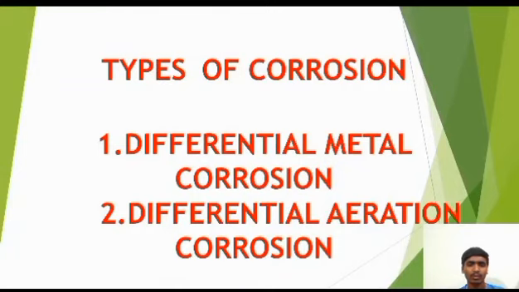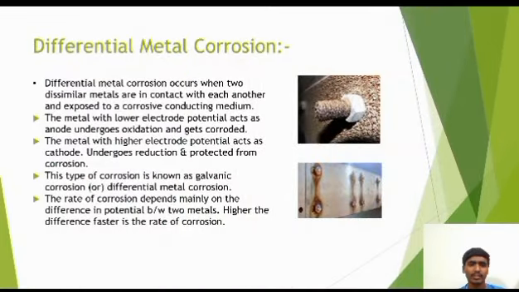There are two types of corrosion. One is differential metal corrosion and another is differential aeration corrosion. First one is differential metal corrosion. It occurs when two dissimilar metals are in contact with each other and exposed to a corrosive conducting medium. The metal with lower electrode potential acts as anode and undergoes oxidation and gets corroded. The metal with higher electrode potential acts as cathode and undergoes reduction and is protected from corrosion. This type of corrosion is also known as galvanic corrosion or differential metal corrosion.